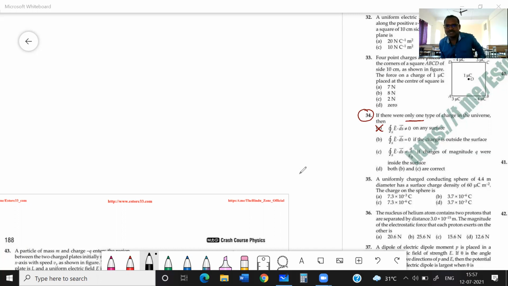Clear? Next, option B, surface integral of electric field over a closed loop should be 0 if the charge is outside the surface. Yes. If charge is inside, it should not be 0. This is flux. If charge is outside, then flux should be 0. Option C, surface integral of electric field over a closed surface is equal to Q by epsilon naught, if charge of magnitude Q were inside the surface. Yes, option C is also right answer. So both B and C are correct. Yes, option D is right answer. Clear, students?